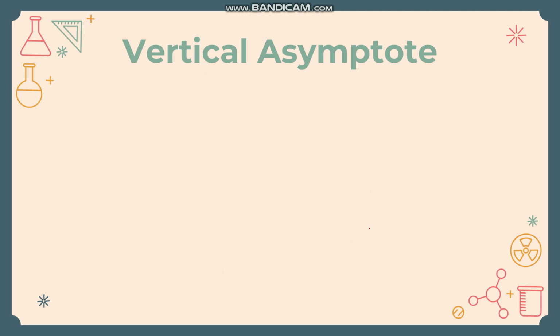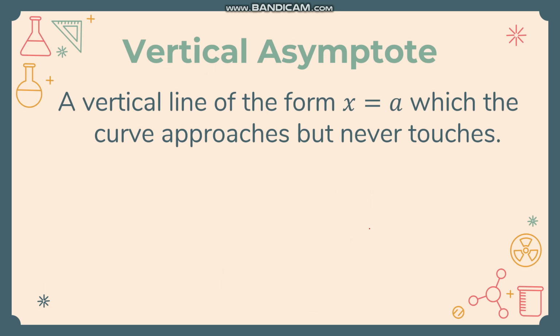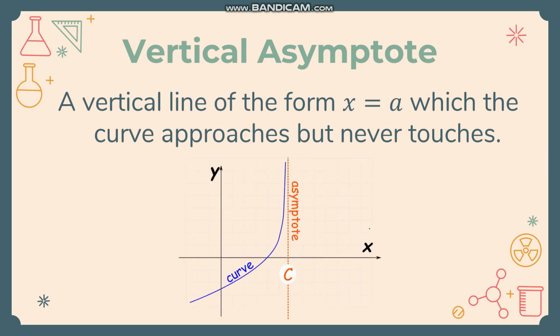Now, there are different kinds of asymptotes. We have first the vertical asymptote. It is a vertical line of the form x equals a, which the curve approaches but never touches. So let's say this is the graph of your function, and this vertical line right here is what we call the vertical asymptote. So take note again, the function and the asymptote will not intersect.